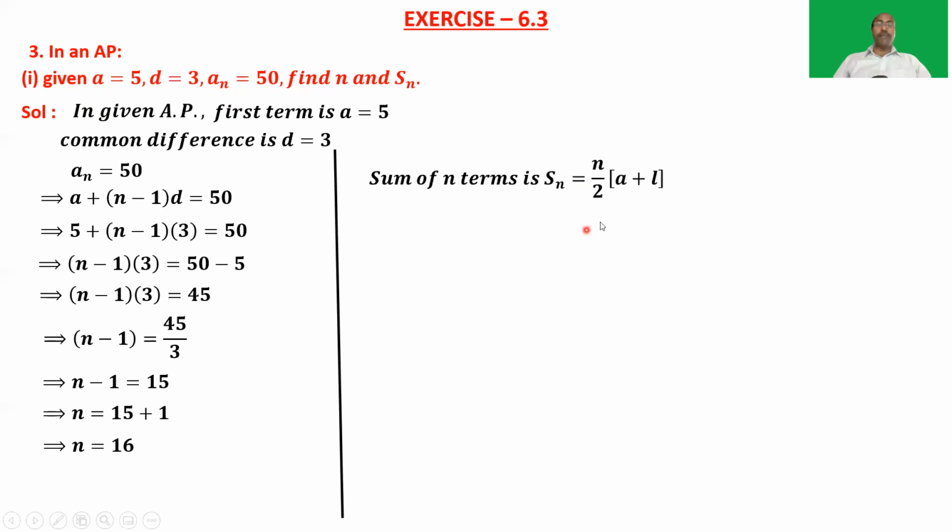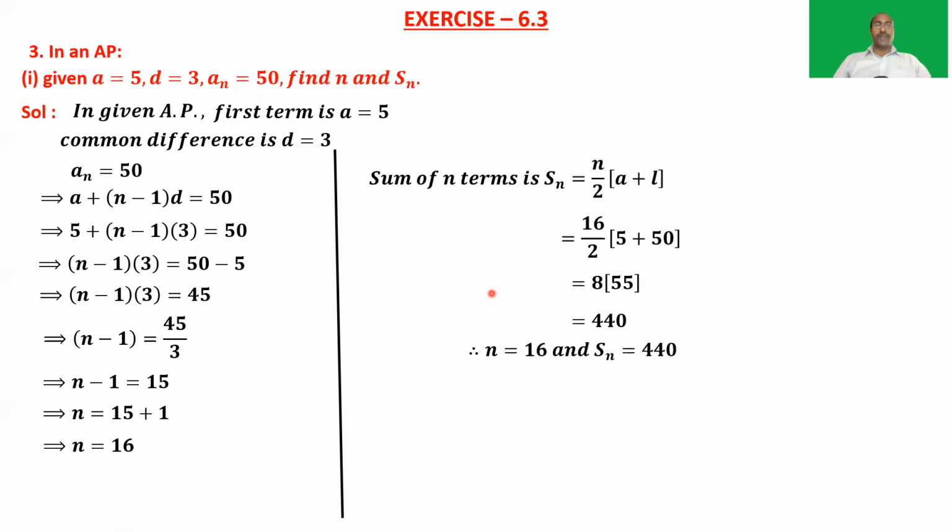And now Sn is equal to n by 2 into a plus l. As we know that nth term, that is the last term in given progression, we can use this formula. So whenever we know the value of l or an, we can use the formula to find sum of n terms is n by 2 into a plus l. So now by substituting n is equal to 16, a is equal to 5 and l is equal to 50, we get Sn is equal to 440. So n is equal to 16 and Sn is equal to 440.